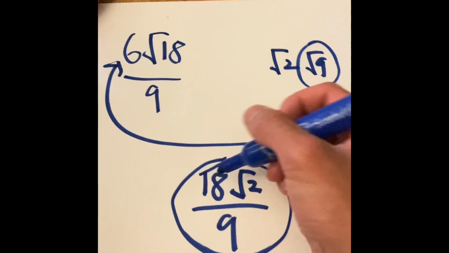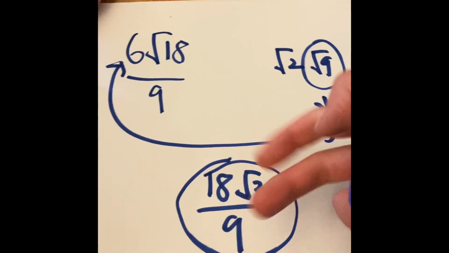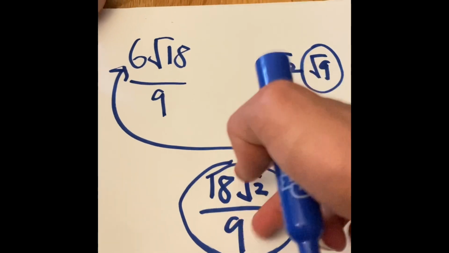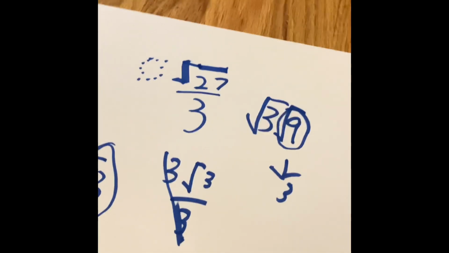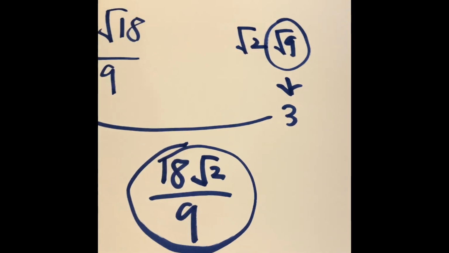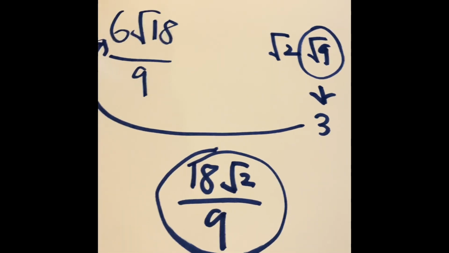But the reason why we don't do 18 divided by 9 is that they're not the same value, they're not the same number. With the other example, we could do that because we had a 3 divided by a 3. But in this scenario, if we do that, it will make our answer incorrect.